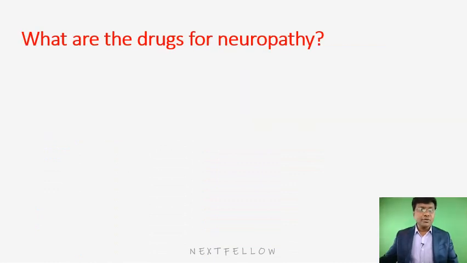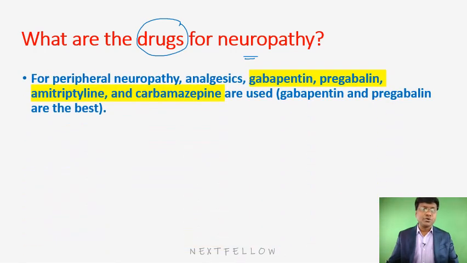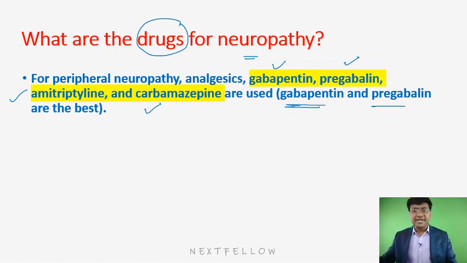Then, what are the drugs that you will give for the neuropathy? You have to reduce the numbness, tingling, pins and needle sensations, paresthesias. For that, you need to give gabapentin, pregabalin, amitriptyline, or carbamazepine. But out of all these, gabapentin and pregabalin are considered to be the best drugs. So that is how you have to treat the neuropathy.